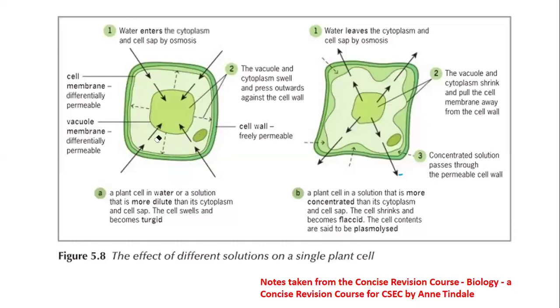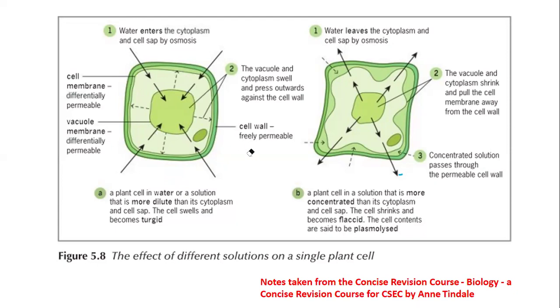nullify the sugar content inside the cell, because the sugar content inside the cell is more than the sugar content outside the cell. And there's more water outside of the cell than inside of the cell. So therefore, it's going to move from a place of high concentration to a place of low concentration. It's going to make the cell swell. The word is turgid, right?